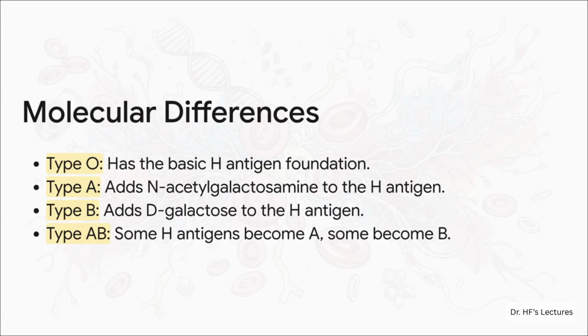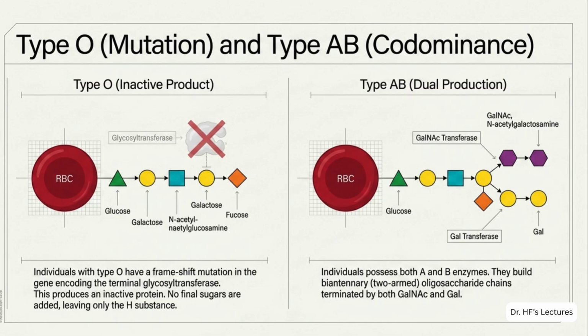It's incredible. So let's put it all together. If you're type O, your body just leaves the basic H antigen as is. It doesn't add that final sugar. If you're type A or type B, you add your specific sugar. And if you're type AB, well, your body has enzymes that do both jobs. So some of your H antigens get turned into A and others get turned into B.